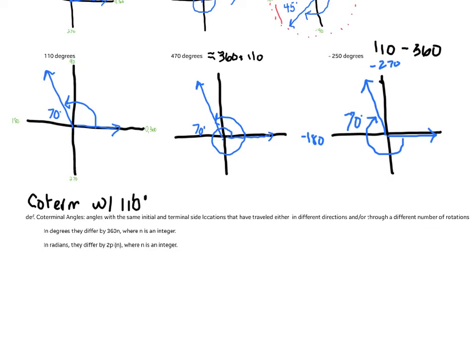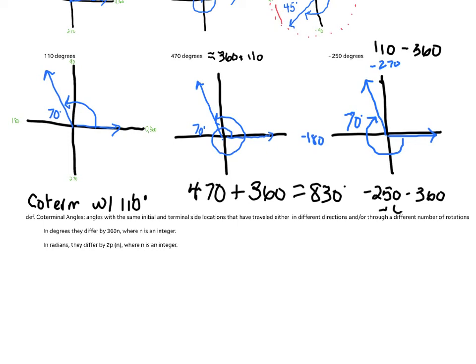Any angle, if I add 360 to 110, that comes up with 470. So we said 470, so 470 plus a rotation would give me another angle that's coterminal with it. So that'd be 770, 830. So 830 is coterminal with 110 and 470 and negative 250. Or negative 250 minus another 360 would give me another angle that's coterminal. So that's negative 610 degrees. That would also be coterminal with these.